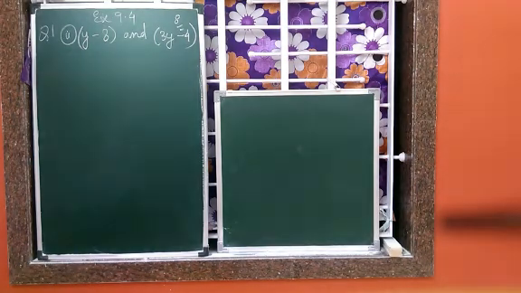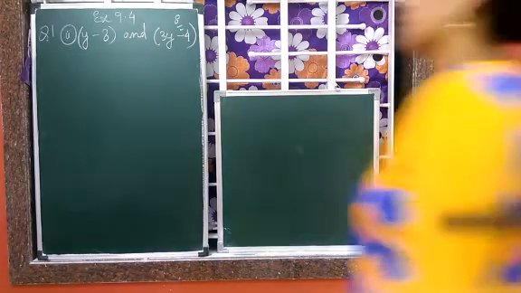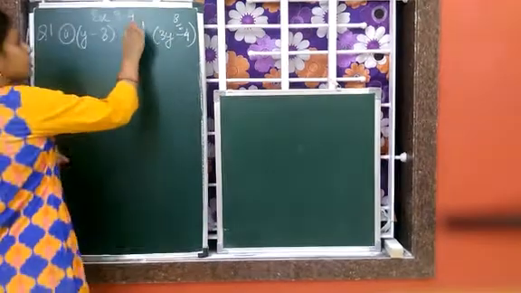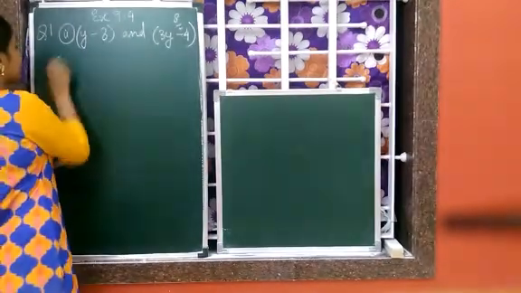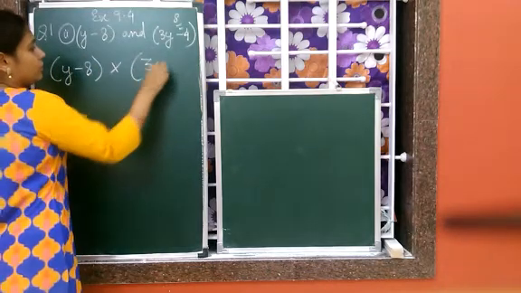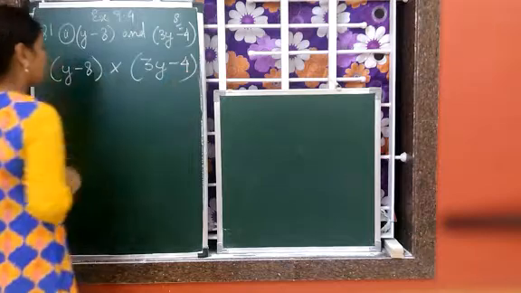Children, today we have to start exercise 9.4, question number 1, second part. That is y minus 8 and 3y minus 4. We have to multiply, so first we put the sign of multiplication here. So (y minus 8) into (3y minus 4).